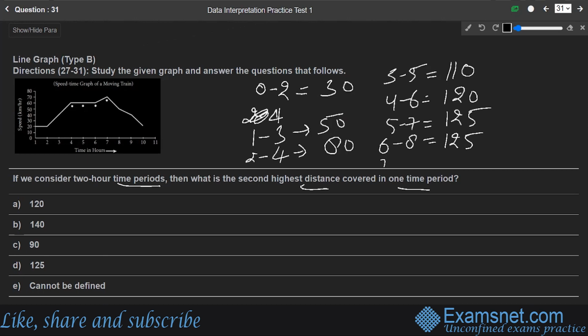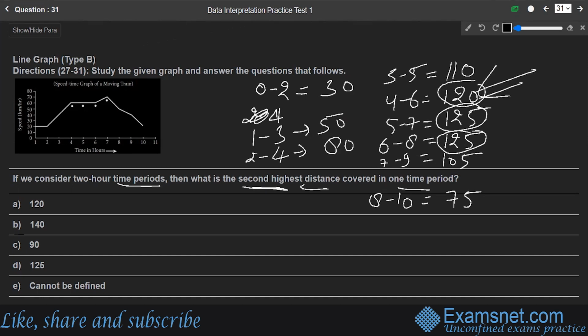For 7 to 9, for 7 to 8 it was 60, and from 8 to 9 it is 45. From 7 to 9 it becomes 105. For 8 to 10, for 8 to 9 it was 45, and for 9 to 10 it is 30. So for 8 to 10 it becomes 75. So these are the 2 hour duration chart as referred from the very first chart that we solved in the first question of this particular line graph. So we can clearly see the ranges, and we have to find out the highest. Obviously the highest is going to be 125. We are supposed to find the second highest rather. So second highest after 125 is simply 120 kilometers. So that becomes the right answer, option number A.